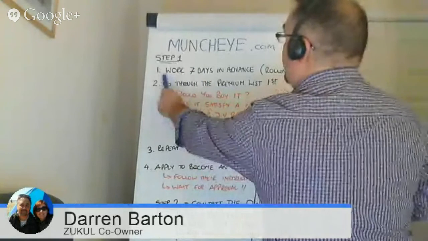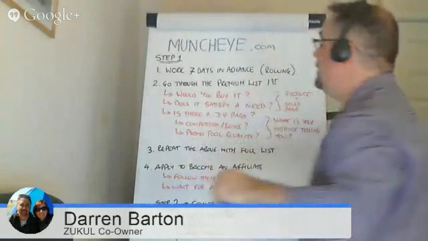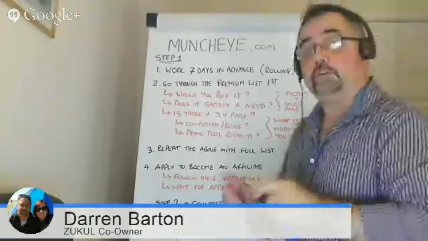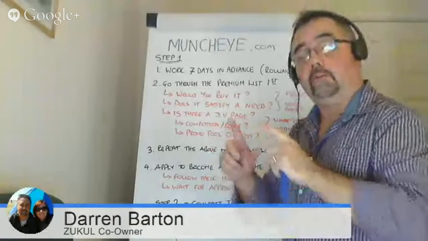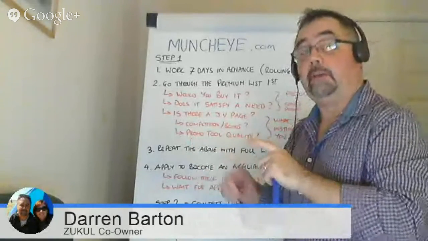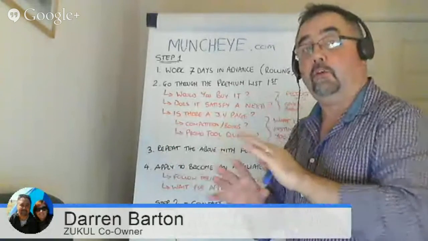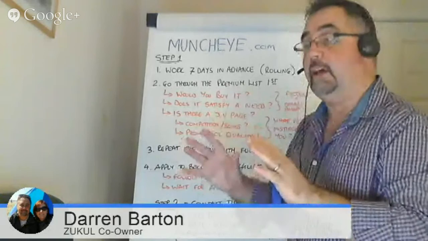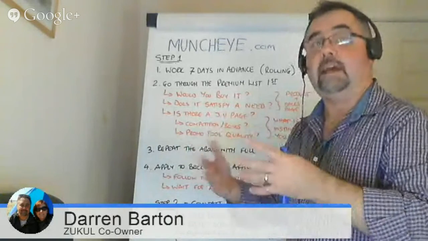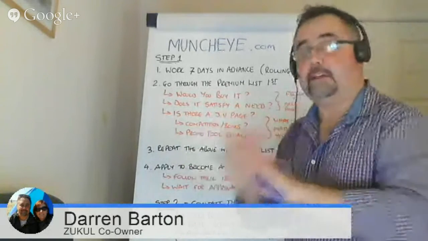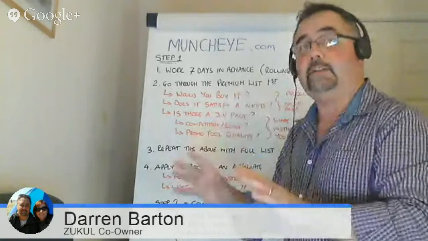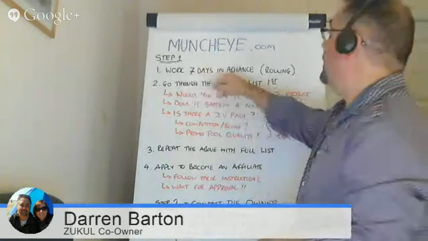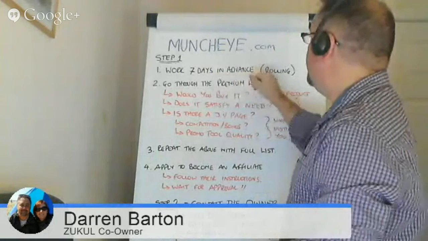Okay, so the first thing you're going to do is identify, 7 days in advance, the product that you particularly like. You'll pick 1 or 2 products that you like. There may be products on there that you don't like, and that's fine. Don't feel as though you've got to promote anything. If you don't like the products, that's the better decision. So we're going to work 7 days in advance, and that'll be rolling.